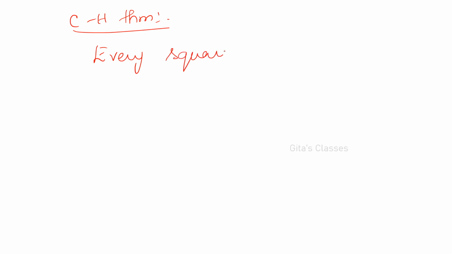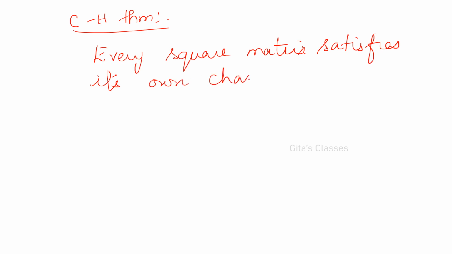What is the Cayley-Hamilton theorem? Statement: every square matrix satisfies its own characteristic equation. This is the statement of the Cayley-Hamilton theorem.